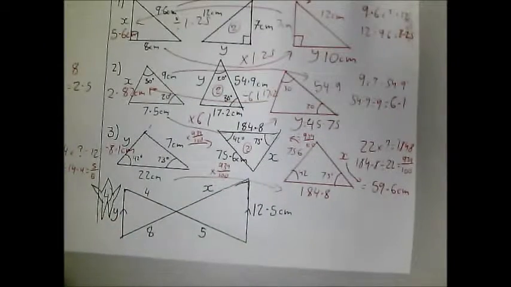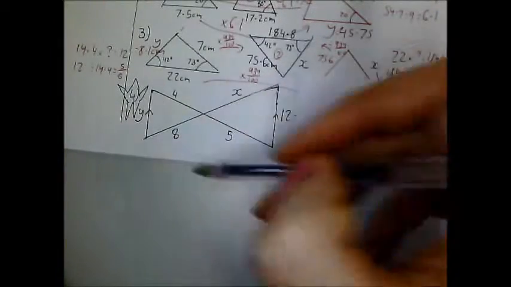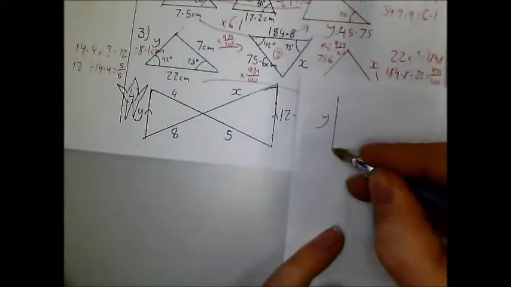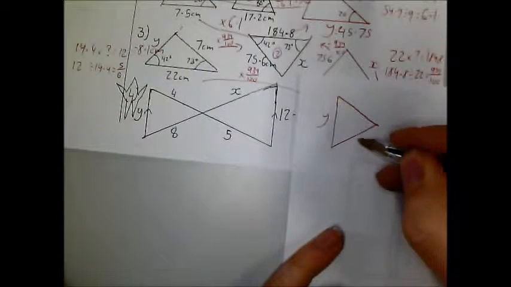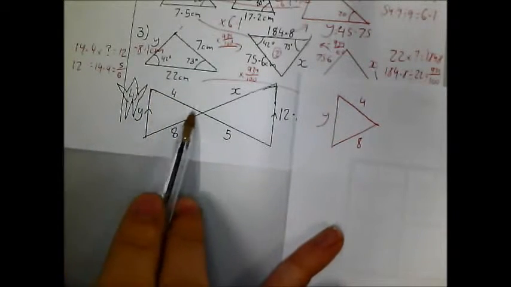Okay, for the final question, I'm just going to redraw this. So I'm going to redraw each triangle separately. So I have line Y for triangle 1. I've got a 8 centimeter line and a 4 centimeter line. Okay. Now, I want to reorientate mine so it's the same direction. Okay, so this line is parallel to this line.